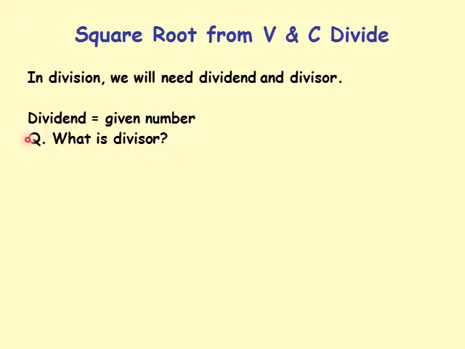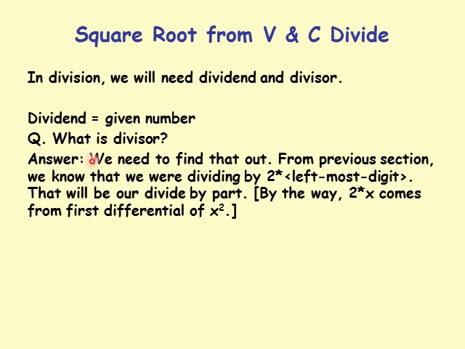Is there any divisor given? The only thing we are given is the square root of a given dividend or given number. So we need to find the divisor out. From the previous section we know that we were dividing by 2 times the leftmost digit. That will be our divide by part. By the way, 2 times x comes from the first differential of x squared.